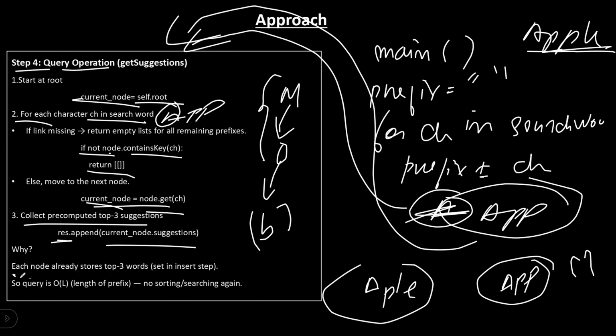Got it? Each node already stores the top 3 words. So if it is m, we have the top 3. If we have mo, we have the top three. So this is how the get suggestion function will be working.